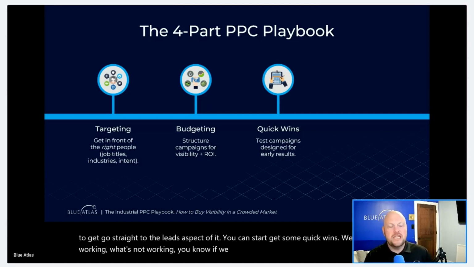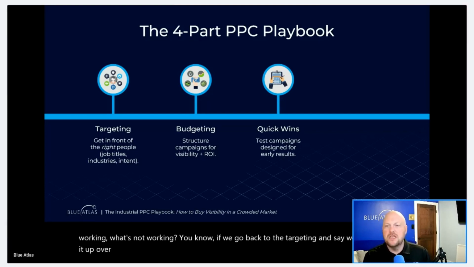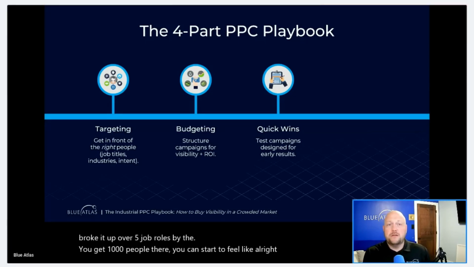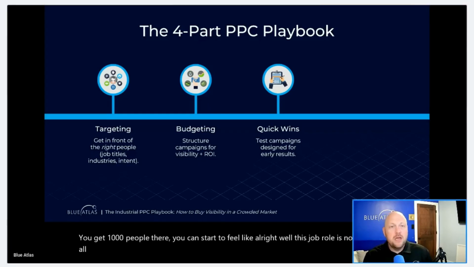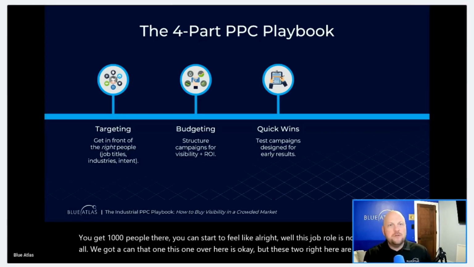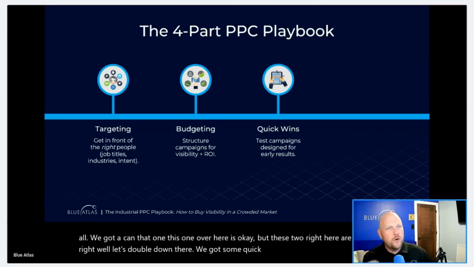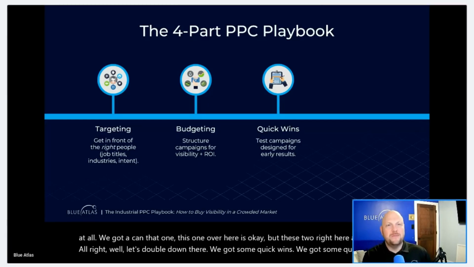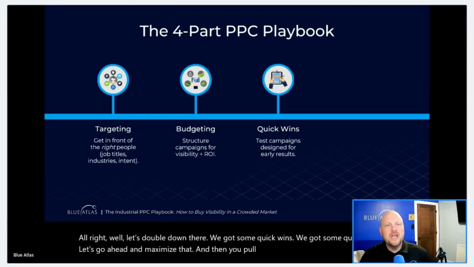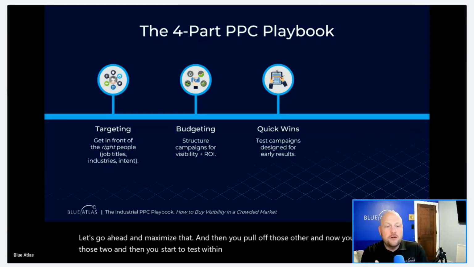If we go back to the targeting and say, well, we broke it up over 5 job roles. By the time you get 1,000 people there, you can start to feel like, all right, well, this job role is not clicking at all. We've got to can that one. This one over here is okay, but these two right here are amazing. All right, well, let's double down there. We got some quick wins. We got some quick data. Let's go ahead and maximize that. And then you pull off those other, and now you've got those two. And then you start to test within those. Is it better with smaller businesses, bigger businesses?